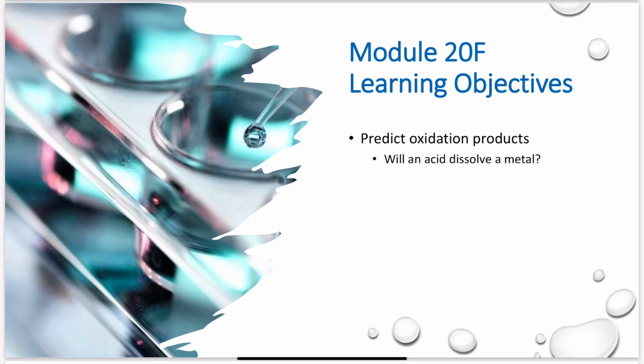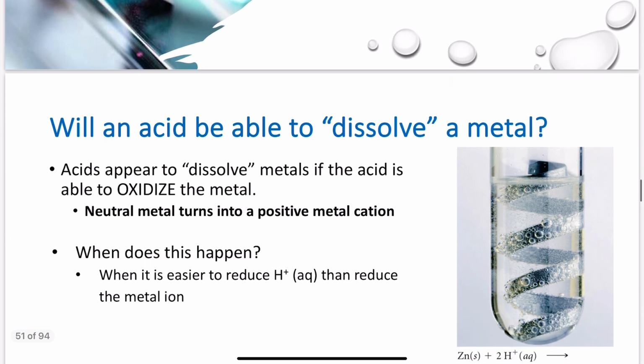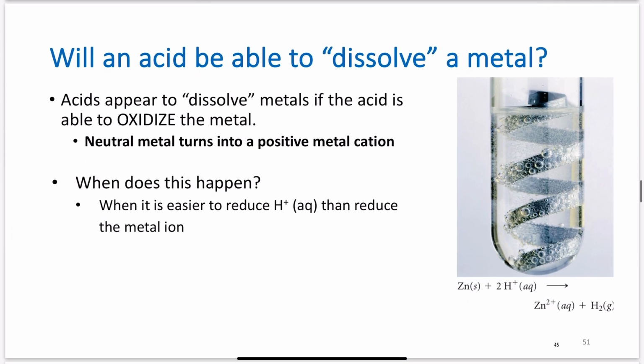In this module, I'm going to start looking at oxidation products. But really the question of this module is, will this acid dissolve this metal? I want to see if these things will actually dissolve one another. How do I know? By their potentials. I'm going to see if it's possible to oxidize something. So will an acid be able to dissolve a metal?